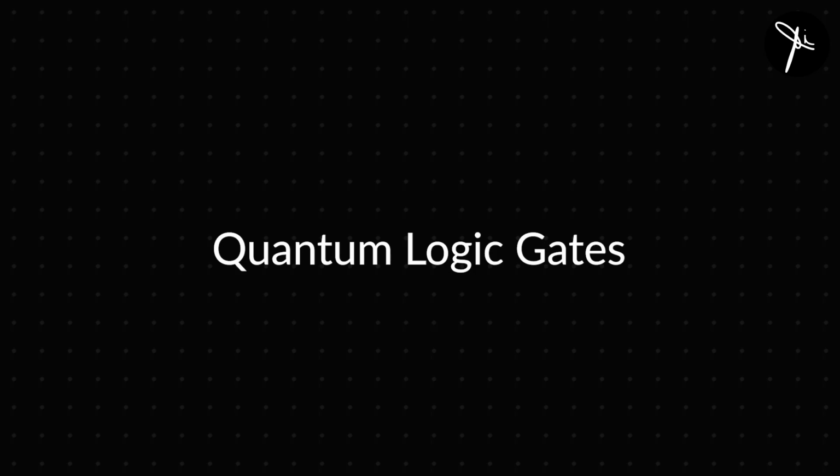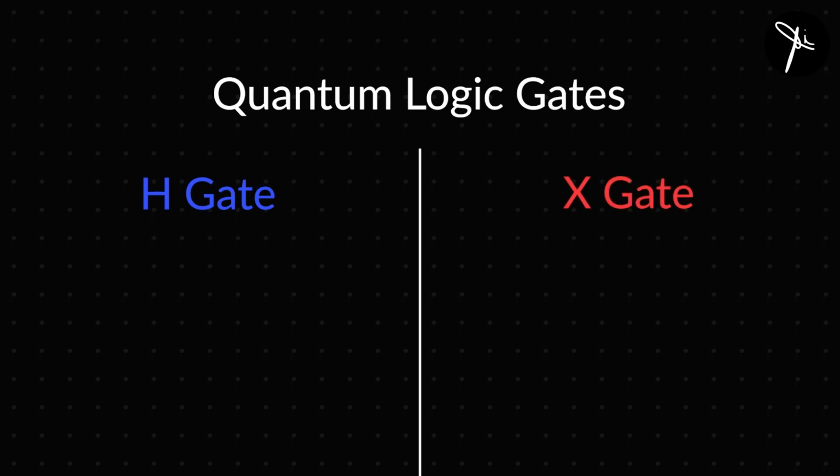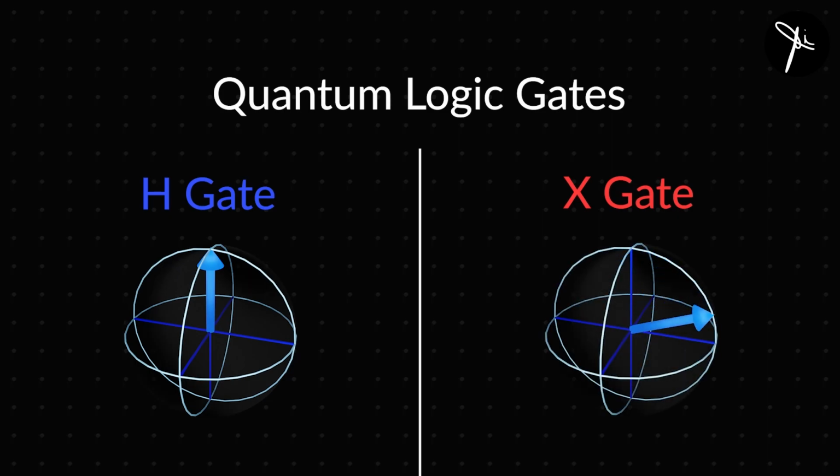Whenever we want to alter the state, we use quantum logic gates. The single qubit gates involved in BB84 are the Hadamard or H gate and the X gate. If we apply the H gate to our qubit, it is brought into the plus state. If we apply the H gate again, it is brought back to its original 0 state. The X gate performs a 180-degree rotation around the x-axis. So, from the 0 state, we can use the X gate to bring our qubit into the 1 state.